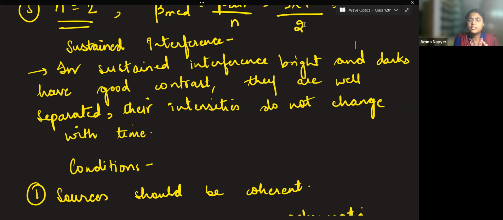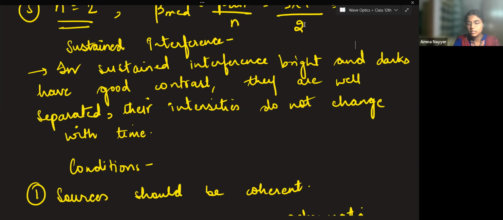In case of sustained interference, you will continuously see all the bright fringes bright, and in between all the dark fringes very clear. So intensities do not change. In case of the normal, non-sustained interference that we were discussing, intensity gradually decreases and fades away. The center, where the light is striking, the central bright fringe, is the brightest, and slowly it fades. But in sustained interference, intensity does not change. It will remain as it is, clear, shiny with good contrast.